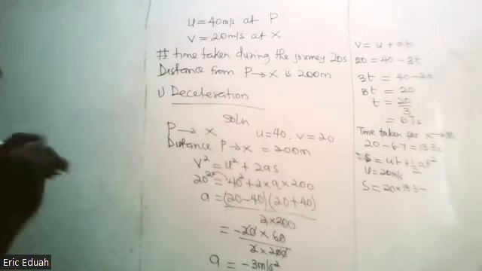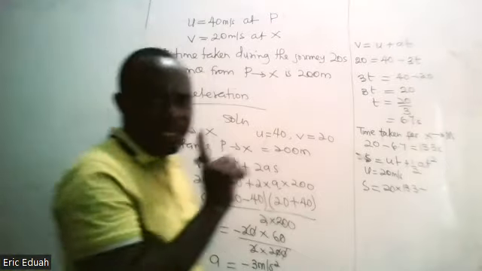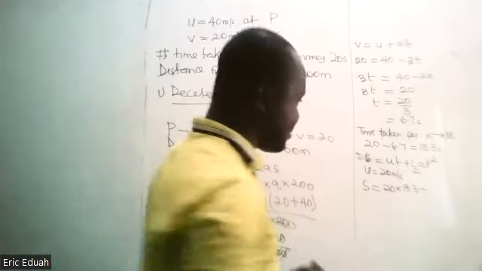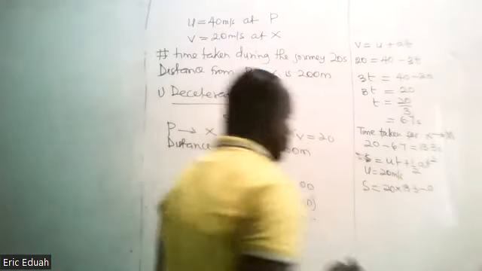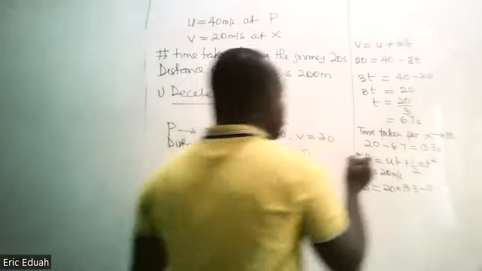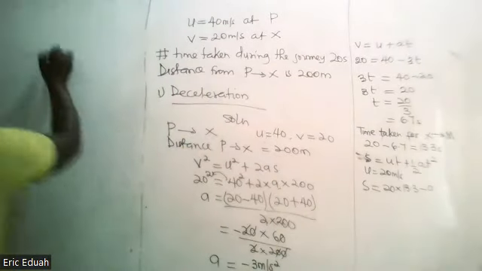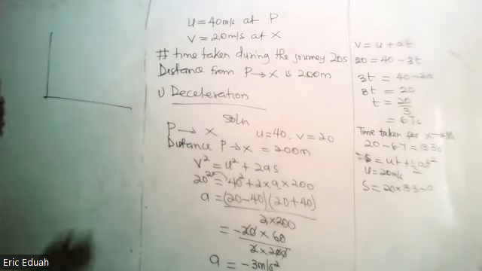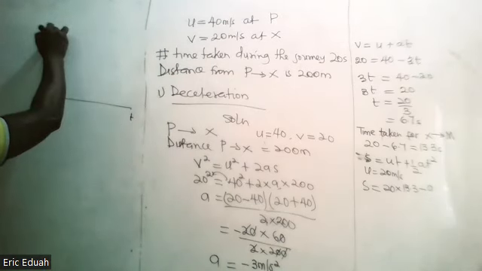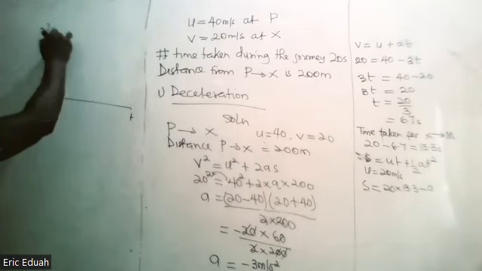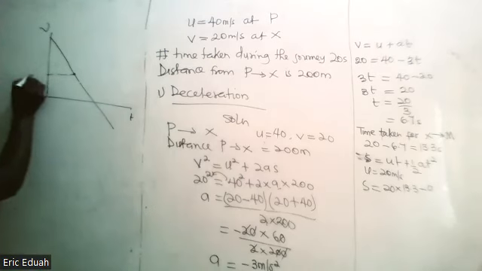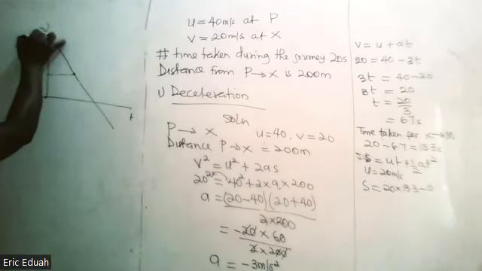Now, look at something over here. We don't know A. This deceleration is not uniform, because when the body comes to M, let me draw something. Let me draw the velocity time graph for the motion. Let's assume this is 20. This is 40.